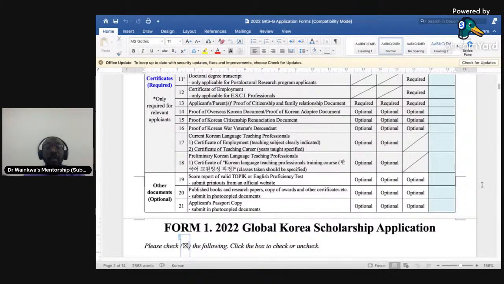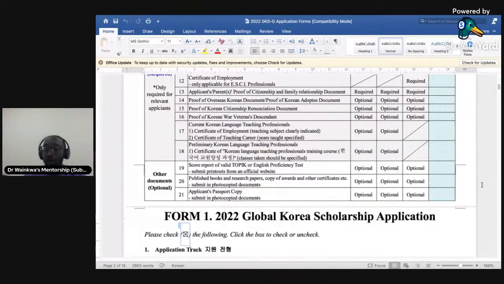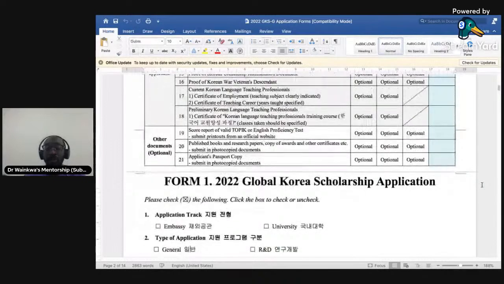Do not send documents to impress. If you know your Korean is not good, it is not obligatory for you to have a Korean score. So just send the ones you know you're pretty sure about, because they are going to cross check all of this information when you are applying.